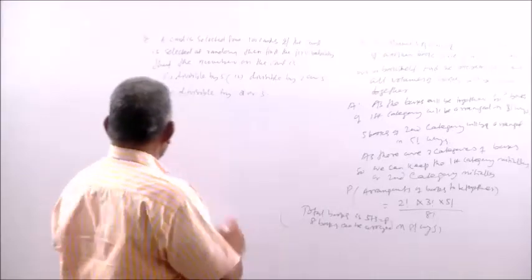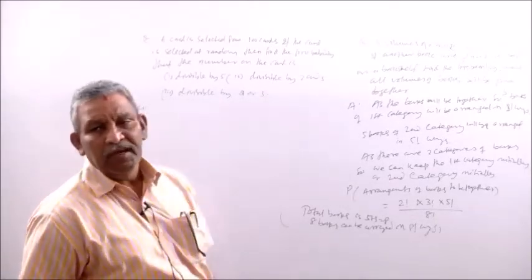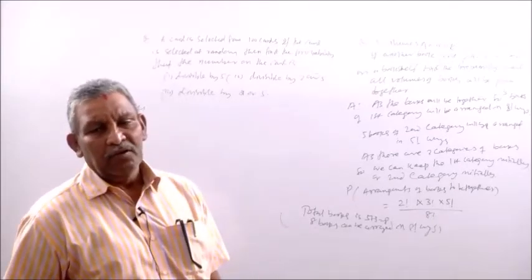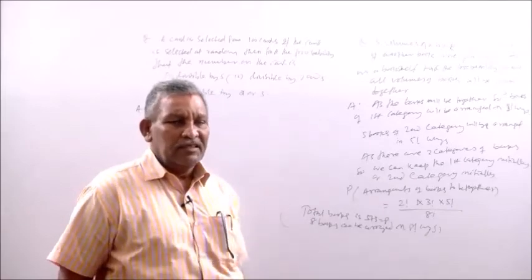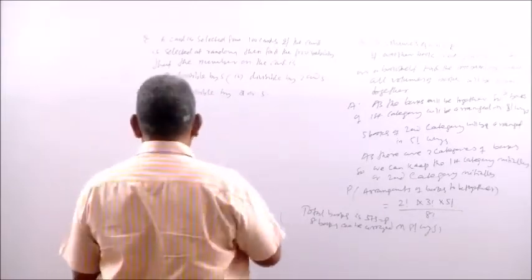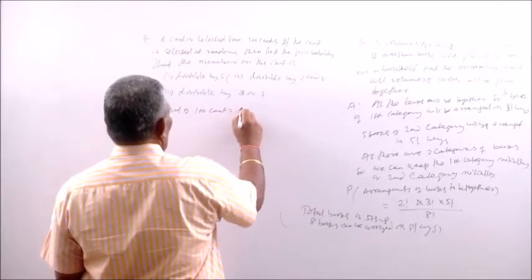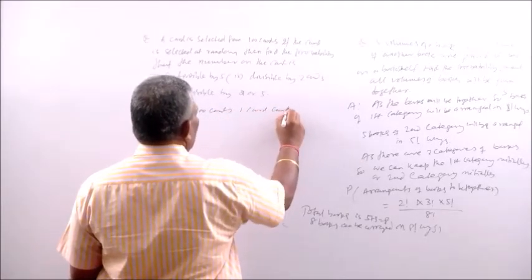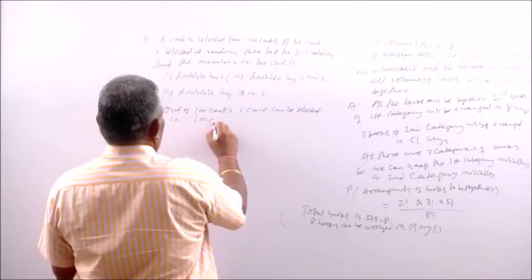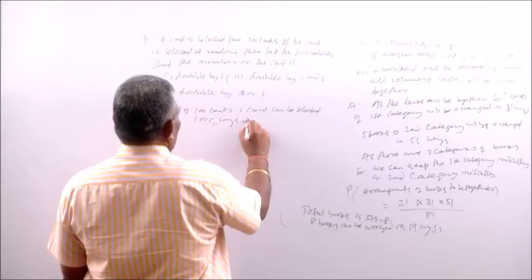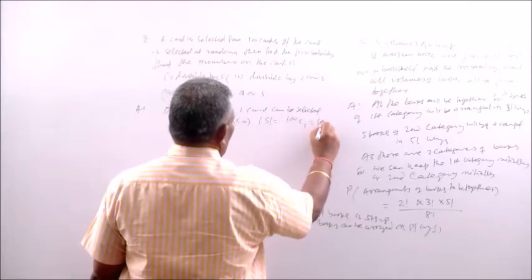So there are 100 cards and you have to select only one card. That can be done in 100C1 ways. That means the cardinality of the sample space is 100C1. Out of 100 cards, one card can be selected in 100C1 ways. That implies cardinality of S for this problem is 100C1, that is 100.